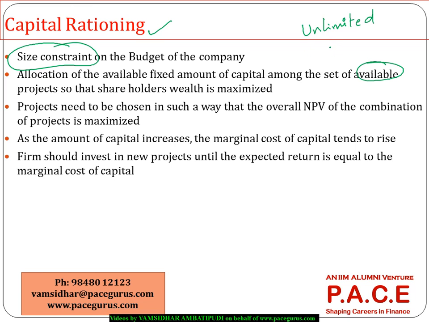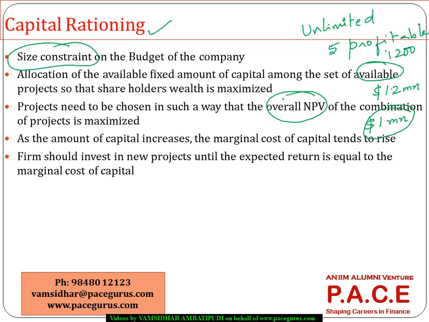So it may so happen that there are 5 profitable projects for the company which require an initial investment of 1.2 million dollars, but the company has a constraint that the capital available is only $1 million. If that is the case, how can the projects be chosen such that the overall profitability of the company is maximized? That is where capital rationing comes into the picture, and the projects need to be chosen in such a way that the overall NPV of the combination is maximized.